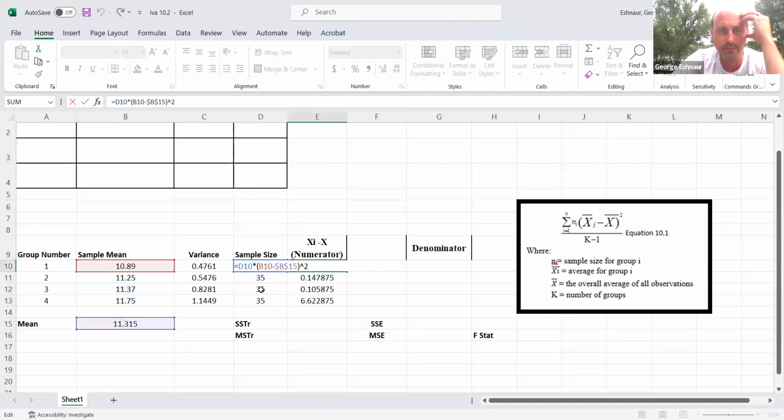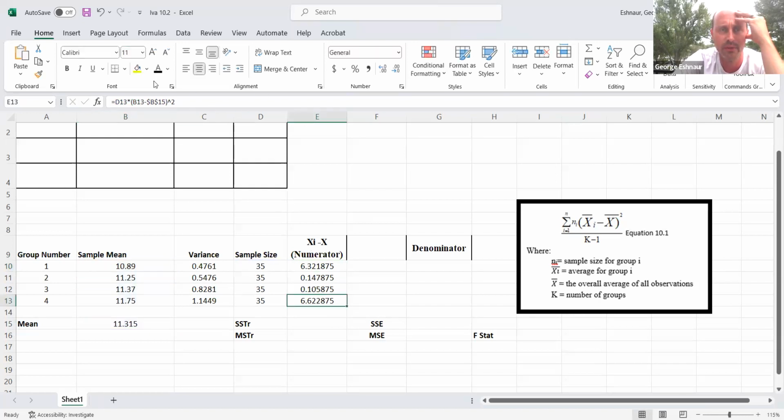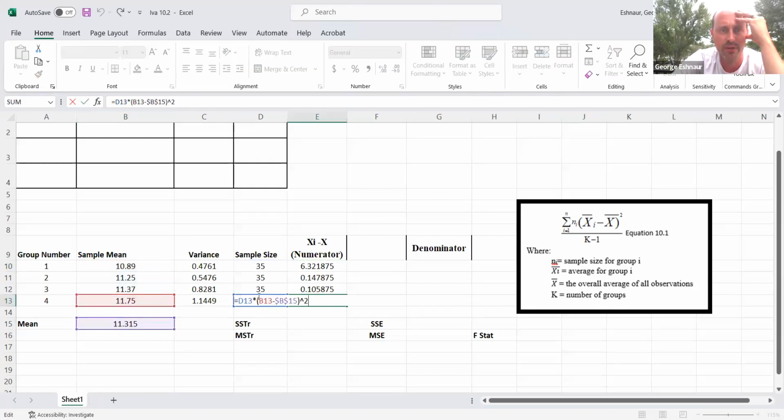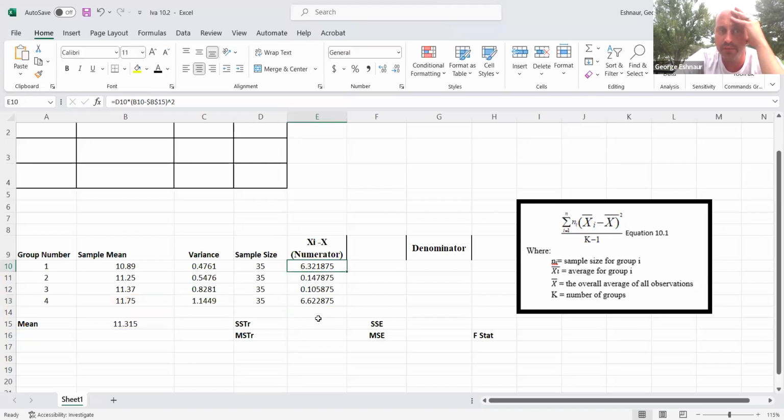so you can see it. So we took, of course, it's going to cover this. We took our sample size, right? Sample size for the group, n_i, right here, times our group mean minus our overall mean. And then I squared it. Okay. So we took 35, which is hidden behind this cell here, times this minus this to the second power. Okay. So this gives us our numerator here.